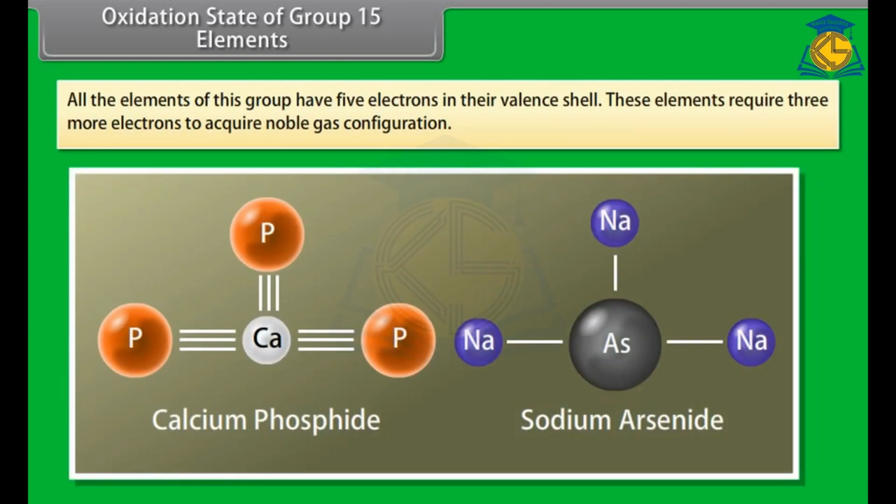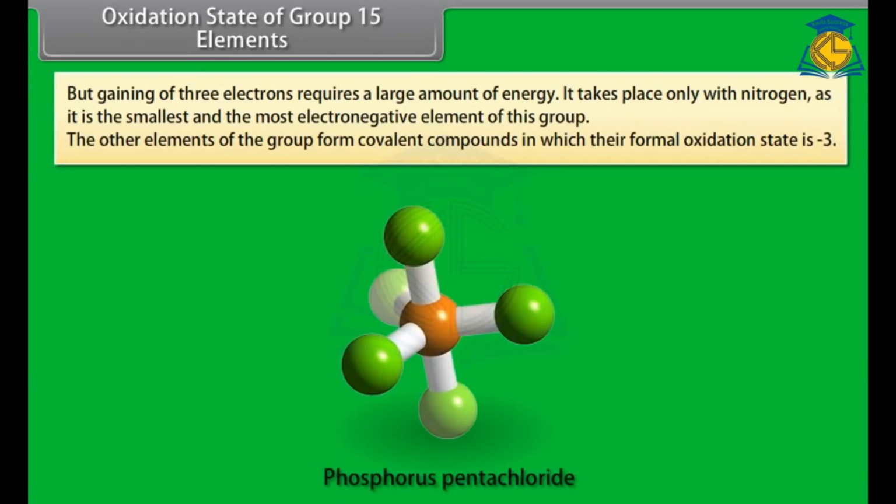Oxidation state of group 15 elements. All the elements of this group have 5 electrons in their valence shell. These elements require 3 more electrons to acquire noble gas configuration. But gaining of 3 electrons requires a large amount of energy. It takes place only with nitrogen, as it is the smallest and the most electronegative element of this group. The other elements of the group form covalent compounds in which their formal oxidation state is -3.